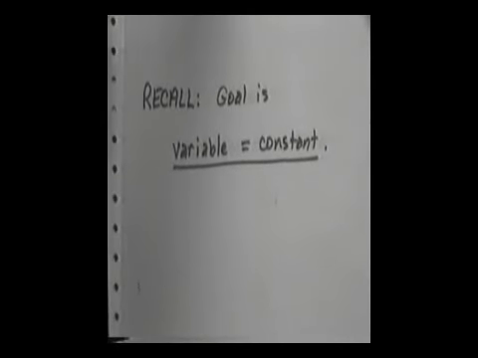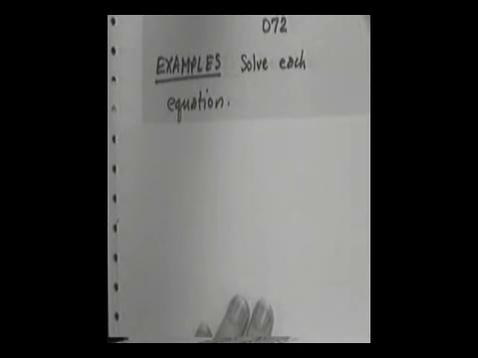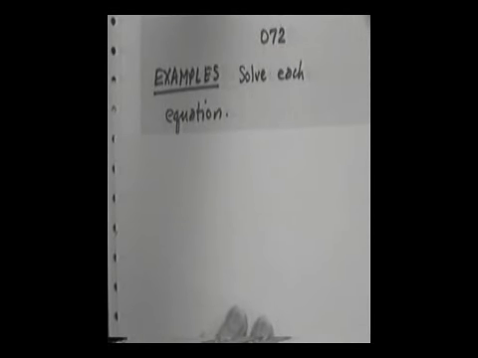You will recall from the work on that tape that our goal in solving an equation is to end up with variable equals constant. Variable by itself on one side of the equation, constant on the other side of the equation by itself. Let's look at some examples in which we'll use both the addition and the multiplication properties. Our examples have as their instructions, solve each equation.